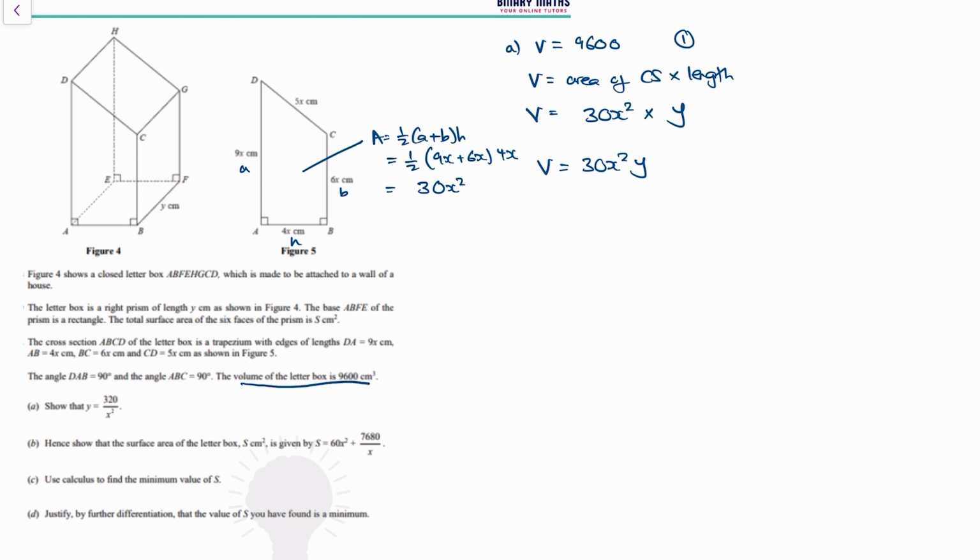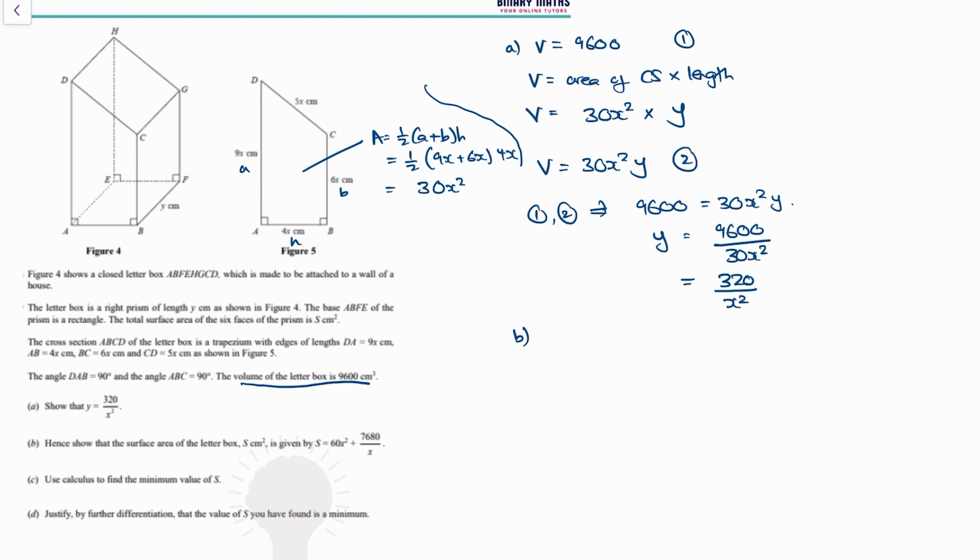Now, equation 1, equation 2. When we combine 1 and 2, we get 9,600 is equal to 30x squared y. So y will be equal to 9,600 divided by 30x squared. 9,600 divided by 30 gives me 320 over x squared, which is part A done.